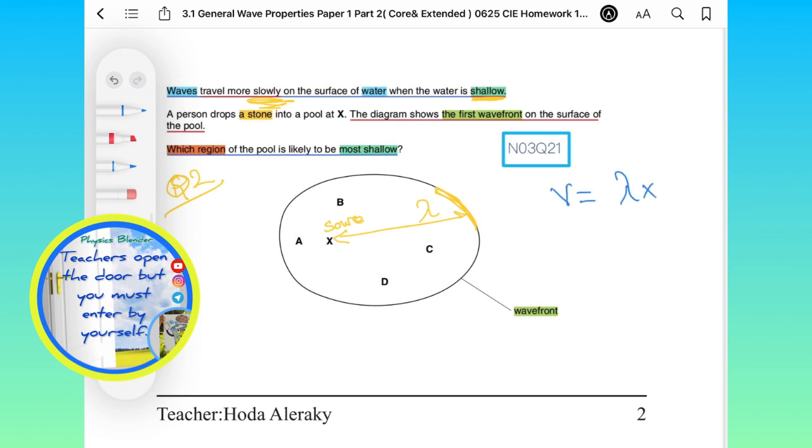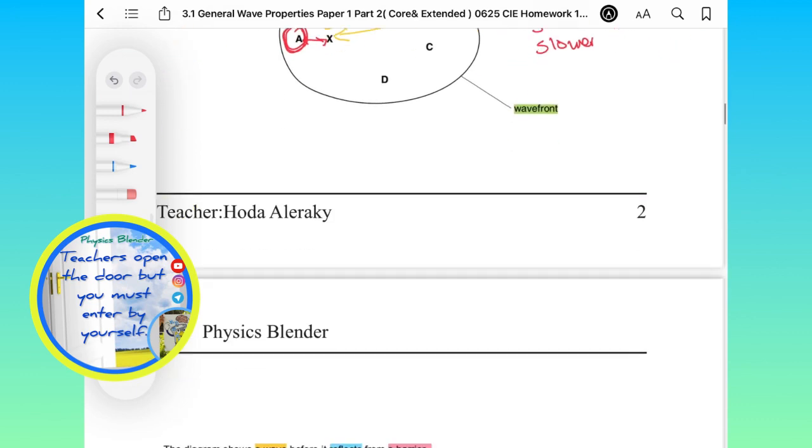We have here the frequency is constant. Okay, so if we are talking about the shallow region, it means the speed decreased. So shallow means slower. It means the wavelength also will be decreased. So you will choose the shortest distance, which is A. Okay, so this is question 2.